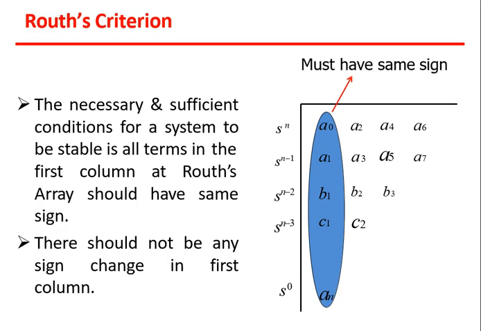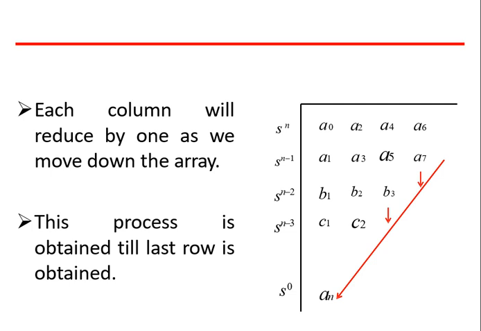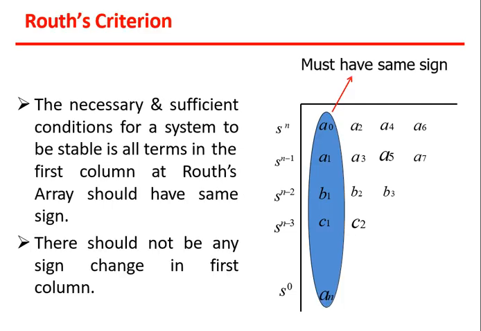Now this is all about the mathematics that we have done earlier. Now we have to apply Routh's criteria. Carefully see this, this is a very important slide. See here, the necessary and sufficient condition for a system to be stable is that all terms in the first column of the Routh's array should have the same sign. See carefully, again I am reading this: the necessary and sufficient condition for a system to be stable is that all terms in the first column of the Routh's array should have the same sign.